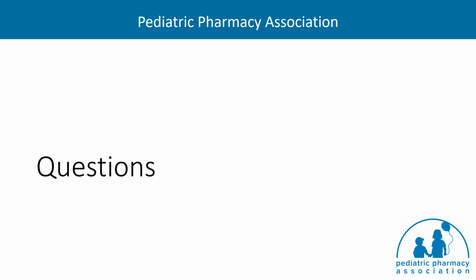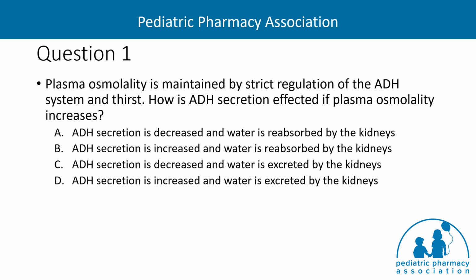Let's dive into our assessment questions. Question 1. Plasma osmolality is maintained by strict regulation of the antidiuretic hormone system and thirst. How is ADH secretion affected if plasma osmolality increases? Antidiuretic hormone secretion is increased and water is reabsorbed by the kidneys if plasma osmolality increases.